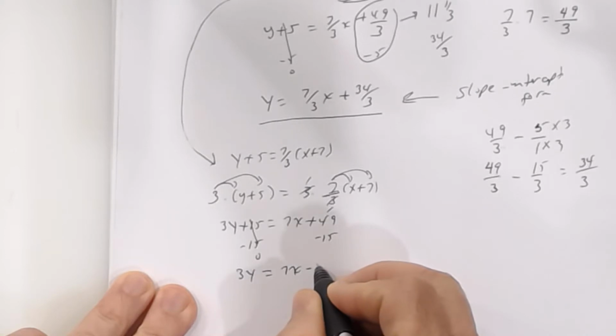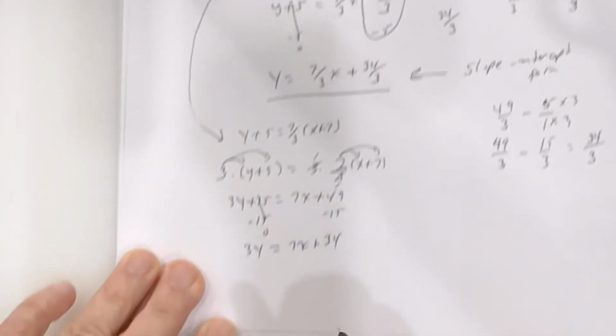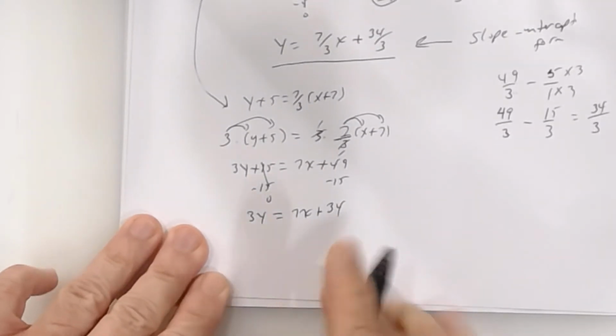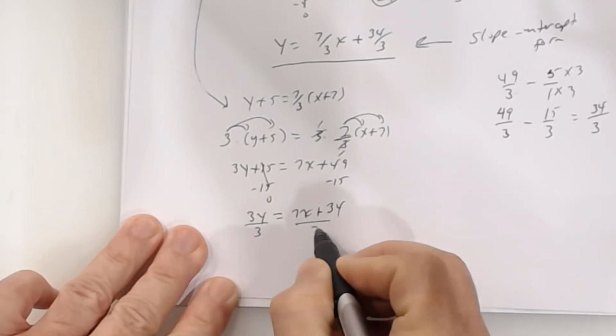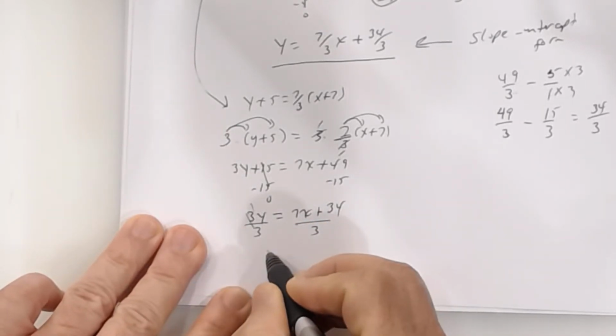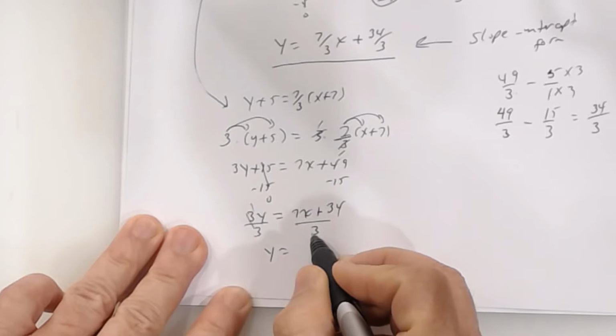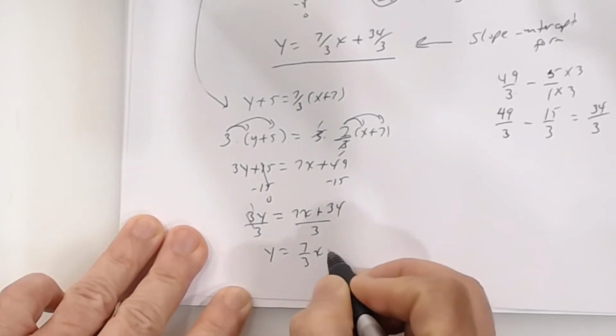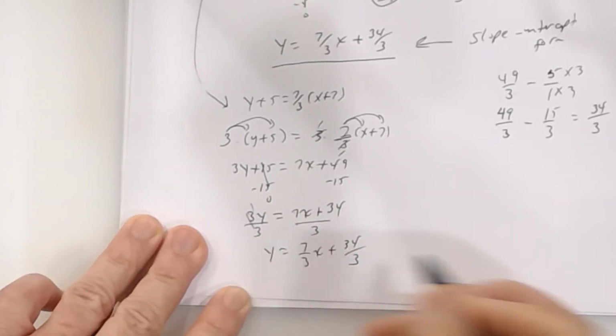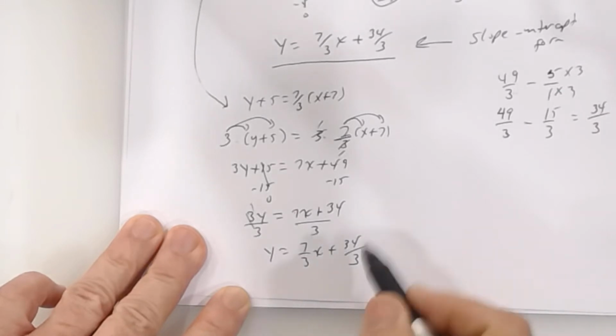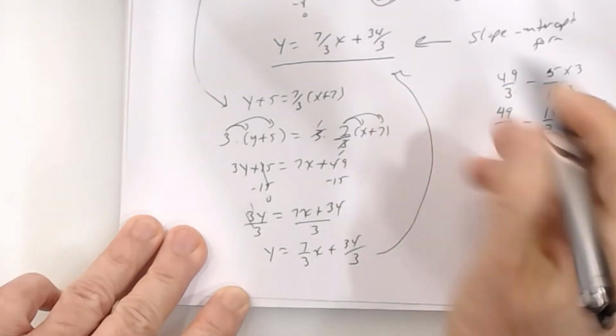So that's what? Plus 34. And then finally the next step is to do what? Divide by 3. And I'll just go ahead and write it as two fractions. So you get y equals 7/3 x plus 34 divided by 3. All right, that's what we got here.